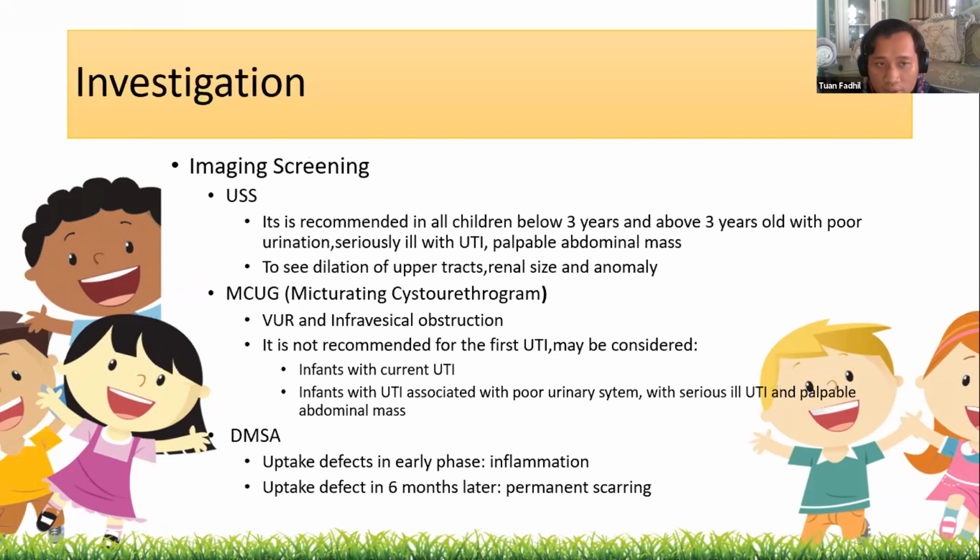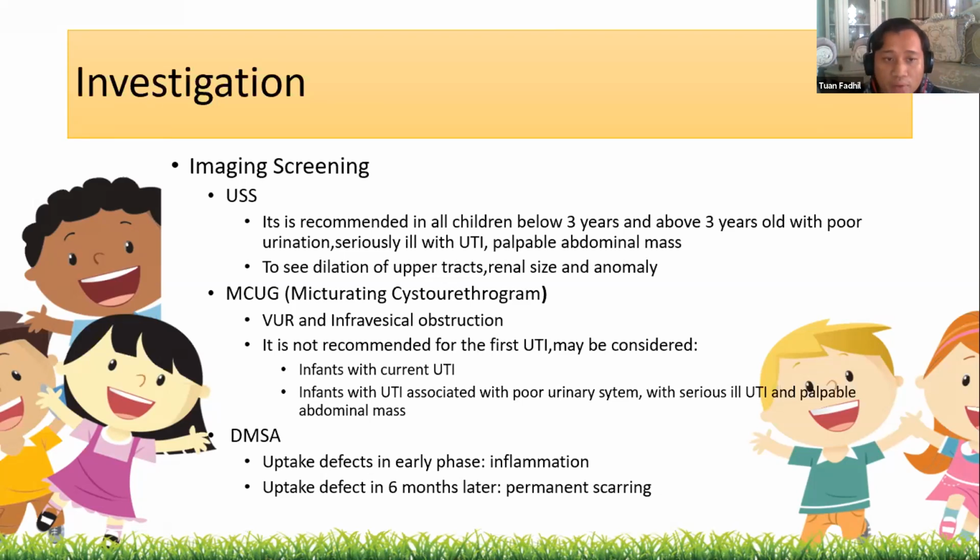The next investigation is the imaging screening. The first one, we need to do the ultrasound scan. It is recommended in all children below 3 years, and above 3 years old with a condition of being seriously ill with UTI and also a palpable abdominal mass. For the ultrasound scan, we need to see the dilatation of the upper tract, maybe renal size, and also anomalies.